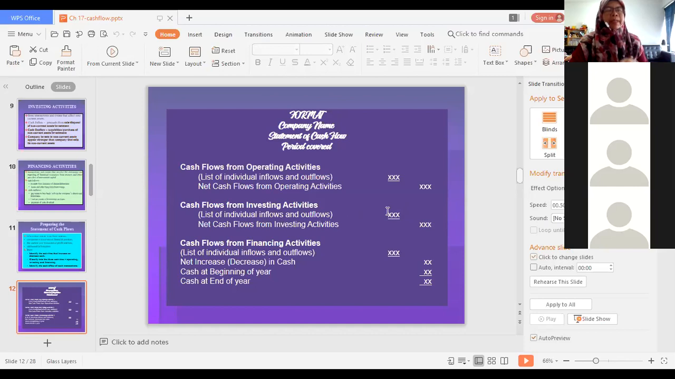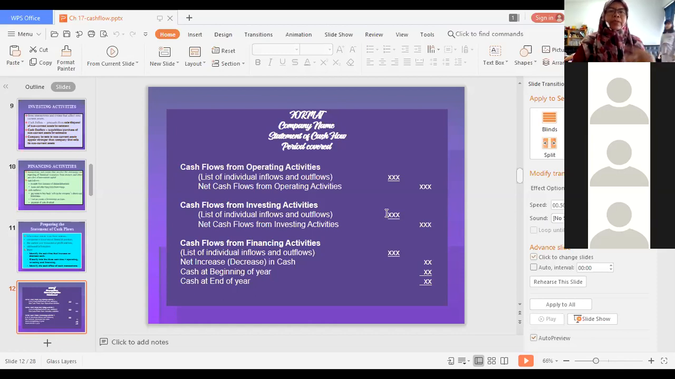Purchase of investment, meaning you invest your money in other people's company. It is not other people buying shares from our company. We bought shares from other companies. We invested in their company, so that is investment. So when you buy more investment, money is going out.